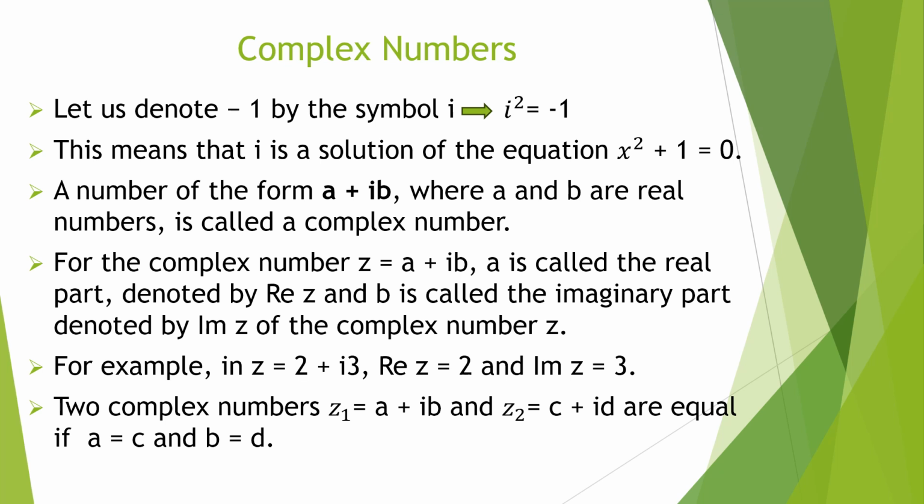Two complex numbers, say z1 is equal to a plus ib and z2 is equal to c plus id, are equal only if the real parts are equal and the imaginary parts are equal. Means a is equal to c and b is equal to d.